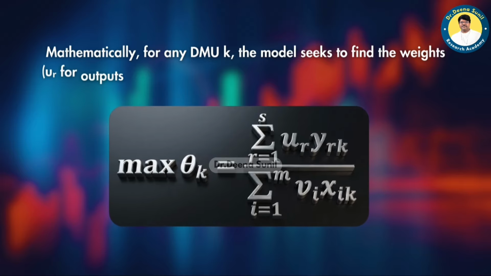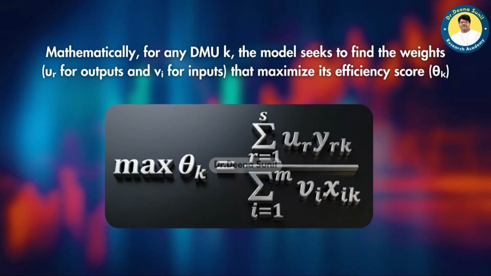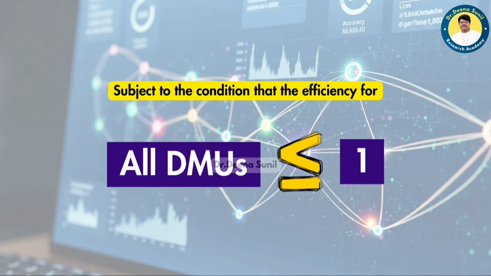Mathematically, for any DMU k, the model seeks to find the weights, small u_r for outputs and small v_i for inputs, that maximize its efficiency score theta k. Maximum theta k equals the summation r equals 1 to s of u_r y_rk divided by the summation i equals 1 to m of v_i x_ik, subject to the condition that the efficiency for all DMUs must be less than or equal to 1.